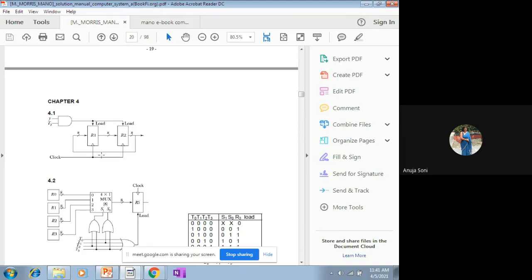Why? Because with respect to the positive transition of the clock only, this register transfer statement will take place, subject to the activation of this control function. So in parallel to that, you have to talk about all three components: register transfer statement, clock, and control function.